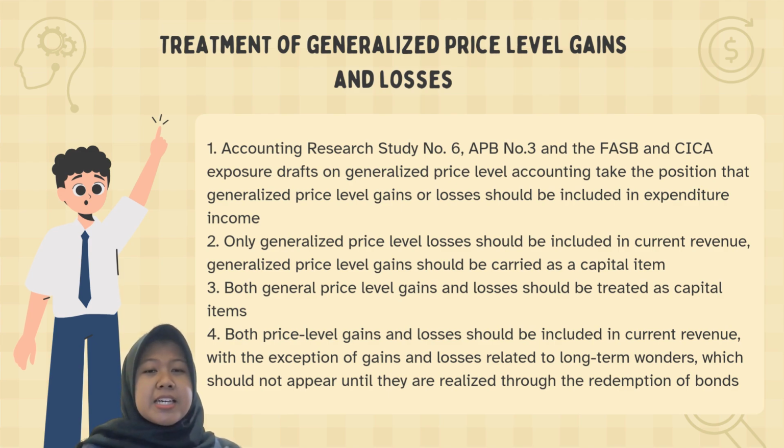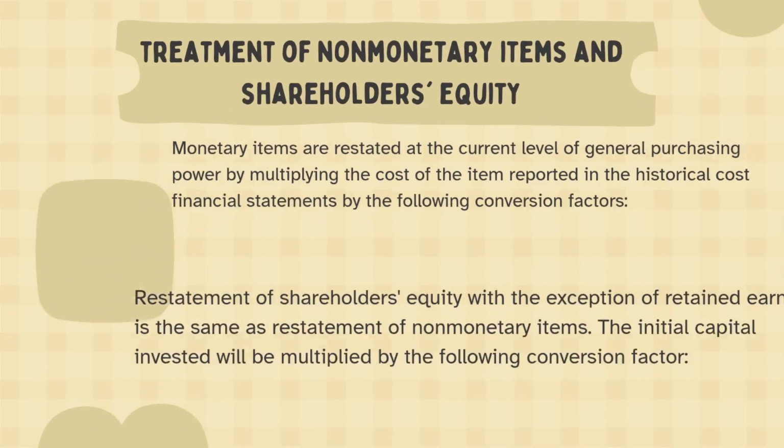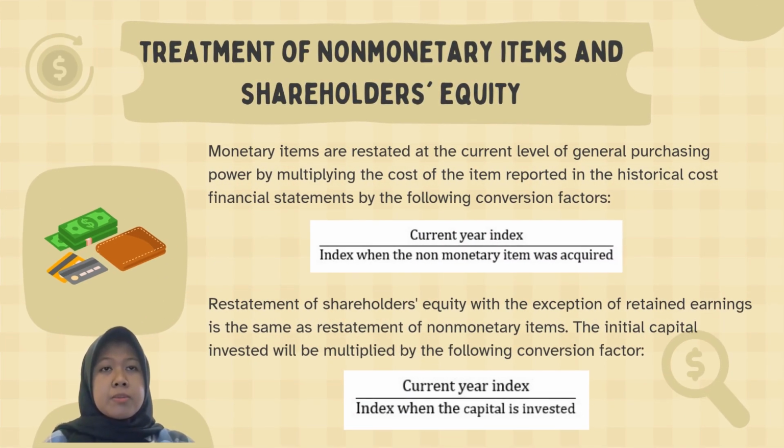And the last is that both price level gains and losses should be included in current revenue, with the exception of gains and losses related to long-term bonds, which should not occur until they are realized through the redemption of the bond. The last material is about the treatment of non-monetary items and shareholder equity.